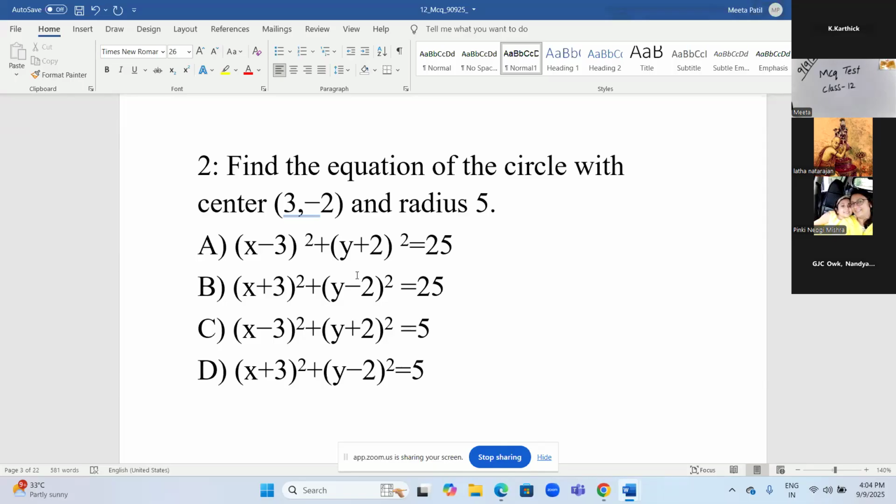Once again, I will repeat the question. Find the equation of the circle with the center 3 comma minus 2 and the radius 5.